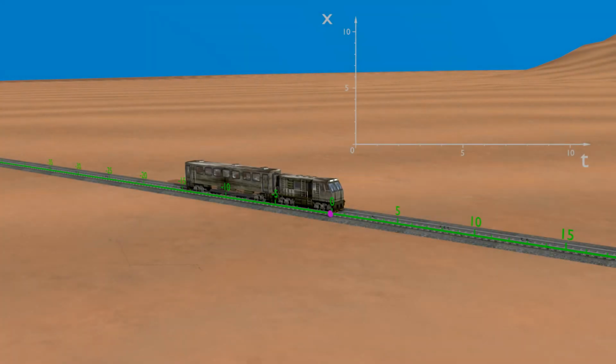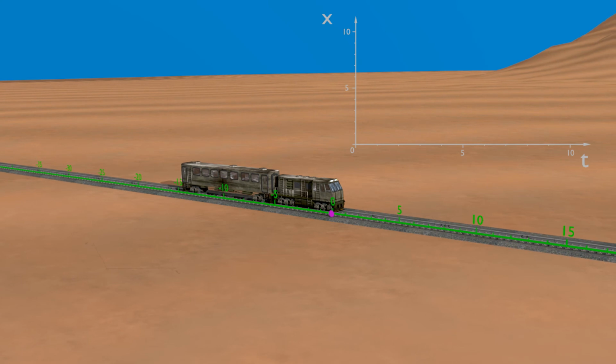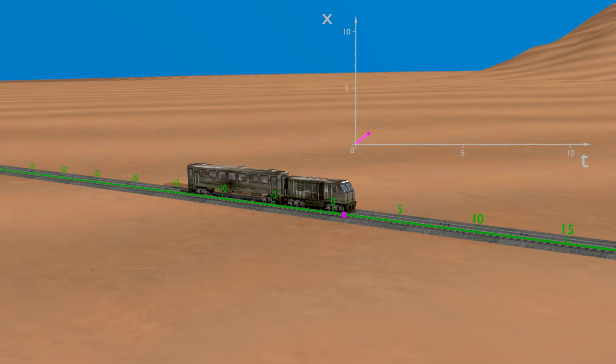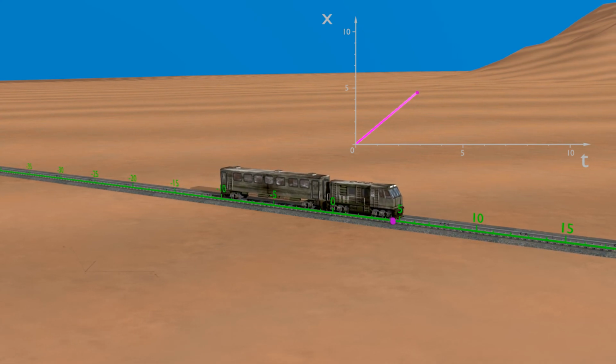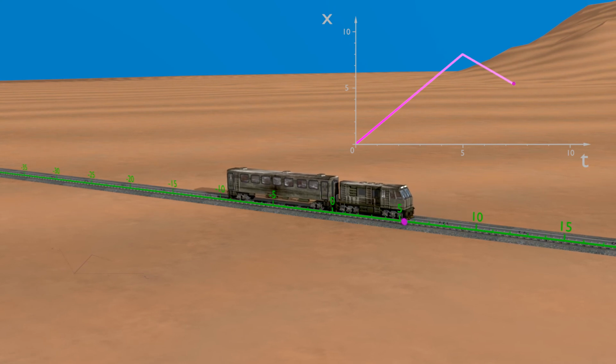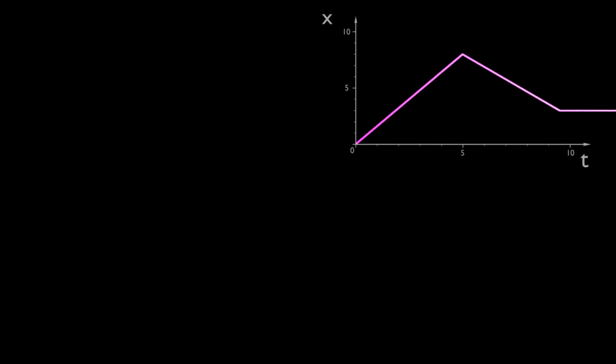Let's look at another position versus time graph. But this time we're not going to worry about the acceleration. We're just going to let the train move at constant velocity. By the way, when I say position, I just mean displacement, so I'm using those terms synonymously. Okay, so this train starts, it's moving at a constant velocity, and then it turns back, also at a constant velocity, and then it stays at rest. So here's our x versus t graph. It's pretty simple. There's another graph we can look at as well, which is a velocity versus time graph.